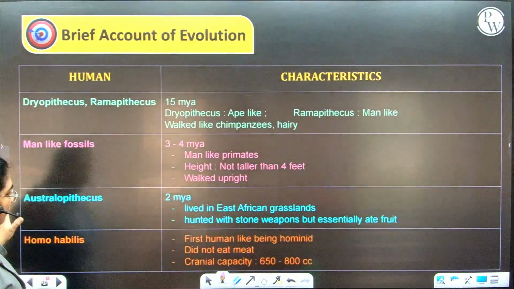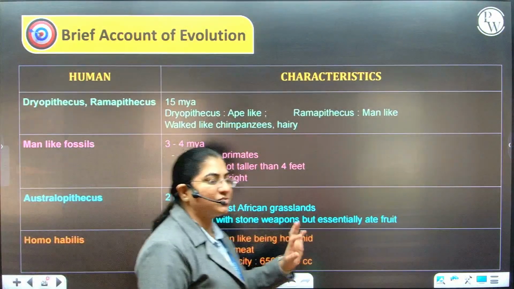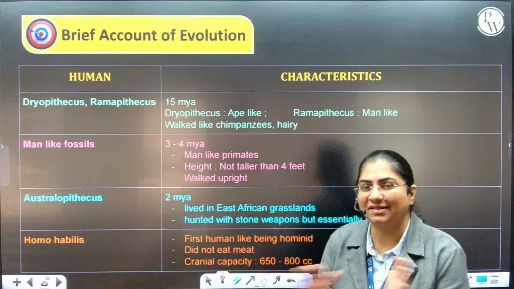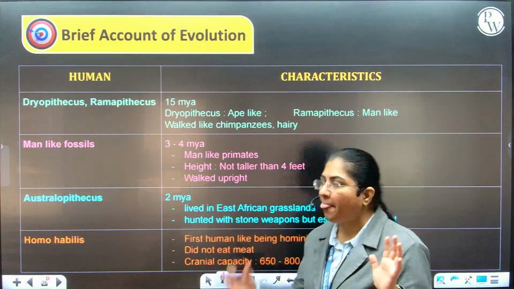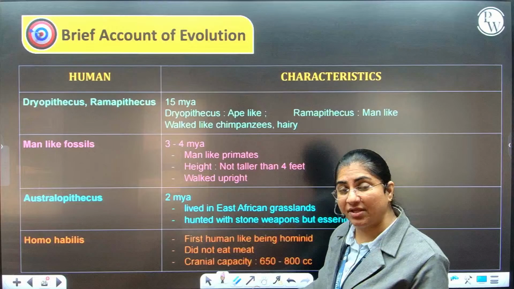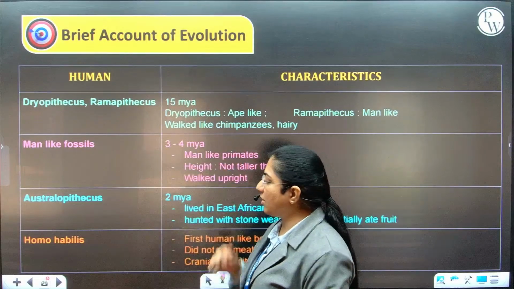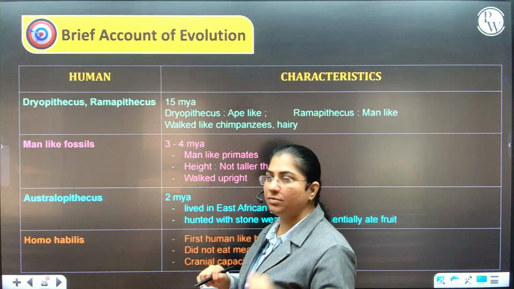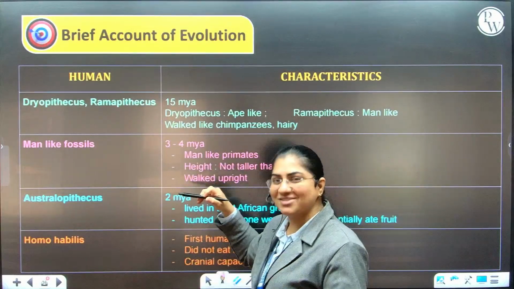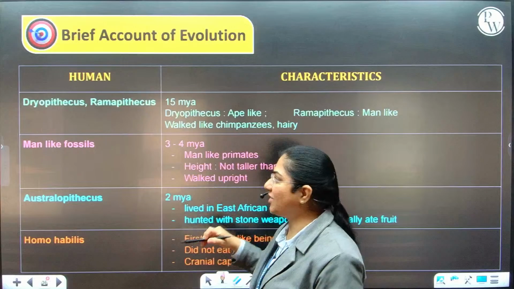So here I have made a beautiful chart so that it becomes very, very easy for you to understand the entire human evolution. This comes as your MCQ, very, very important. Match the column, true and false. So let us quickly go through the criteria, and then we have one numerical that we will be solving. Yes, numerical in biology, you understood and heard it well.